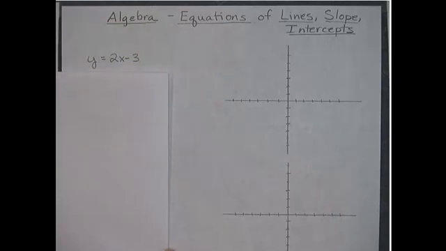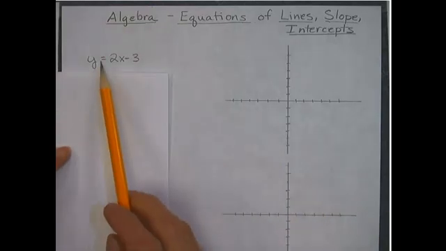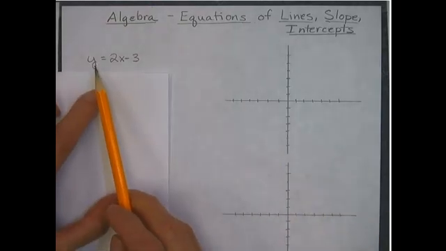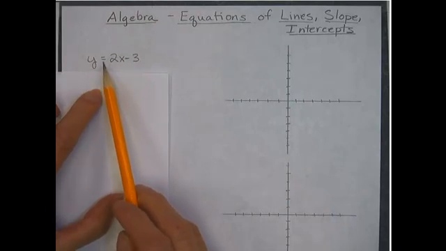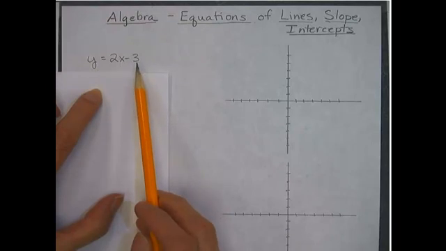Welcome to my lesson on algebra, equations of lines, slope, and intercepts. Really what I want to point out in this lesson is that we're going to take a big shortcut. An equation such as y is equal to 2x minus 3 is the equation of a line.